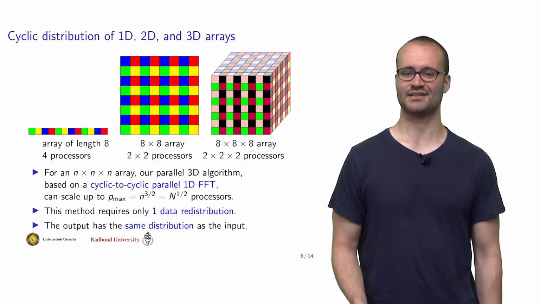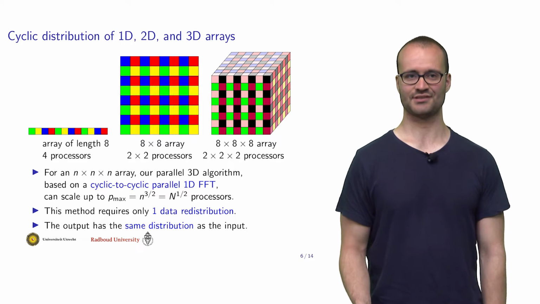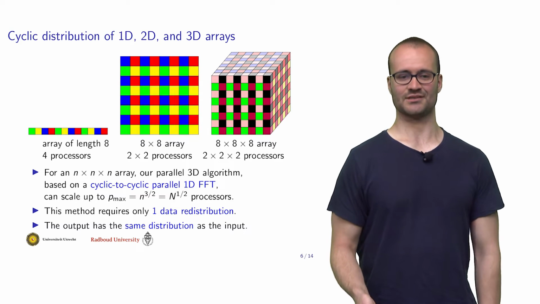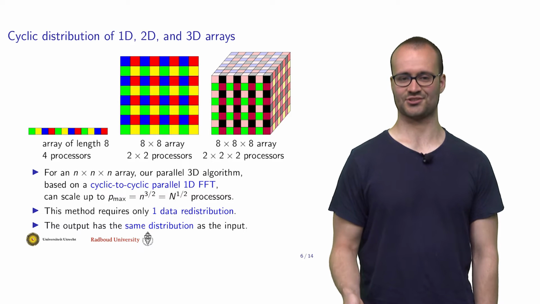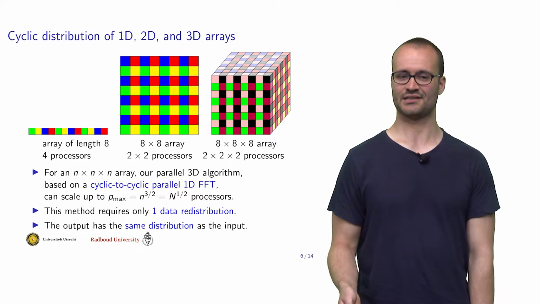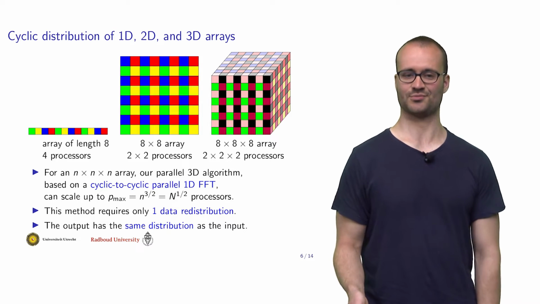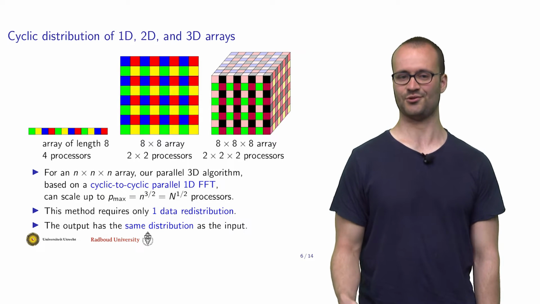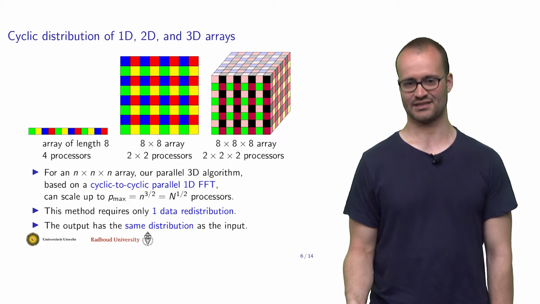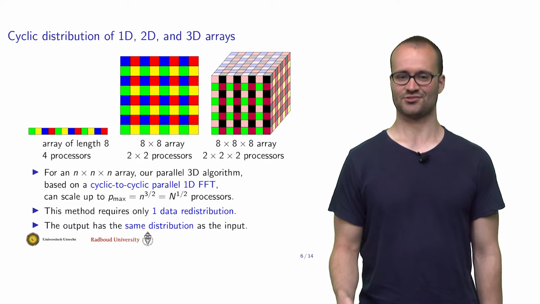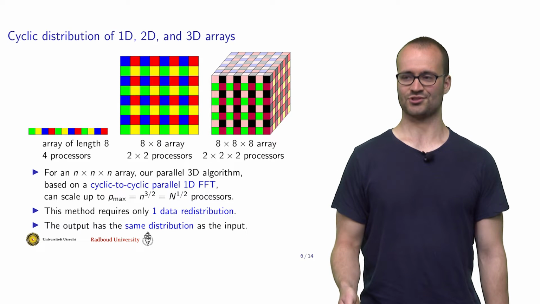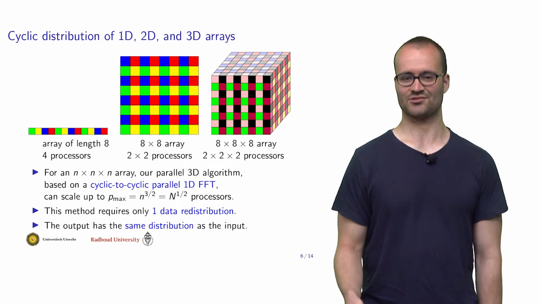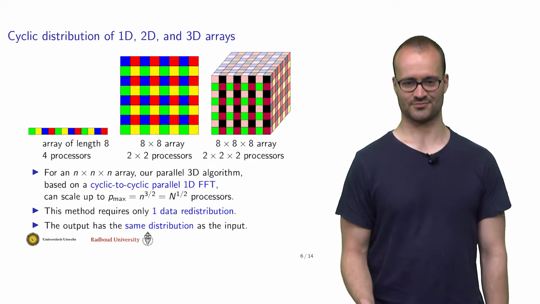Alternatively, we can also use a cyclic distribution, and this is something we have in any dimension. Starting in 1 dimension, again, the colors represent processors, and you see that we distribute the elements in a round-robin fashion. The first one to the green processor, the second to the yellow, third to blue, fourth to red, and then we start again. We can generalize this to higher dimensions by also splitting up our processor grid in higher dimensions, so either 2 by 2 or 2 by 2 by 2 processors.